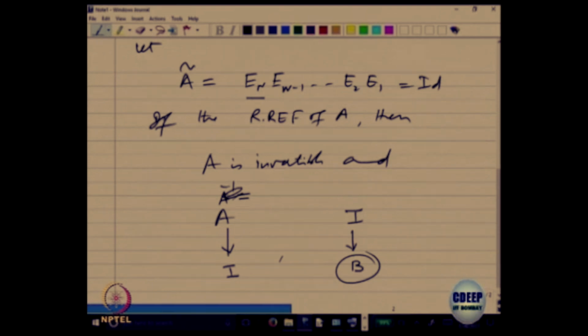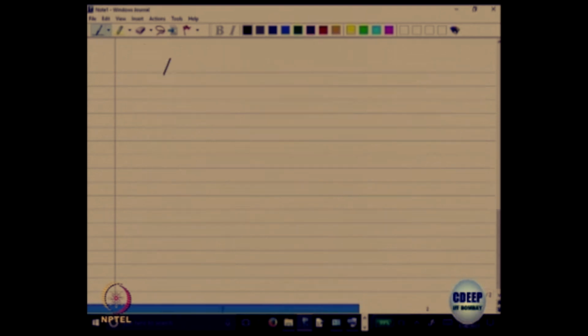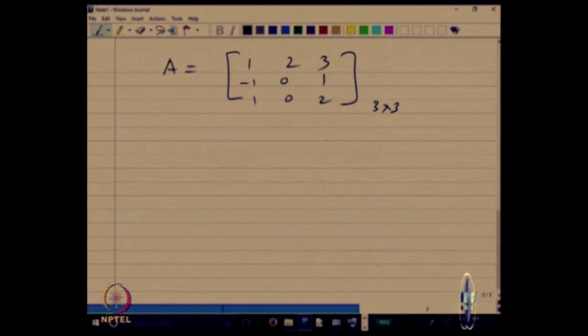Clear? So let us try to do one example of this. Let us take the matrix A. I am just writing an example randomly: 1, 2, 3, minus 1, 0, 1, 1, 0, 2. It has to be a square matrix if I want to analyze whether it is invertible or not. So it is 3 cross 3. I want to check whether it is invertible, and can I find its inverse, right?